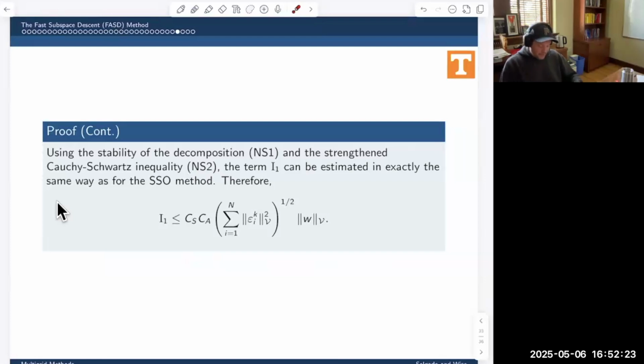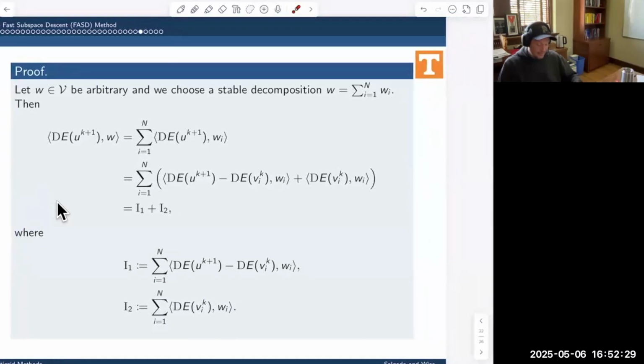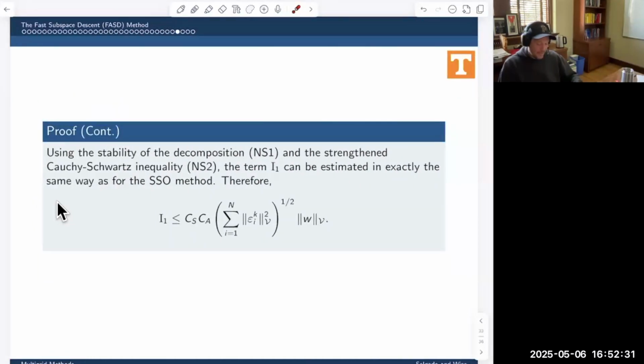Okay, so the first term, you proceed exactly like you do in the proof of the SSO method. You're going to use the strengthened Cauchy-Schwarz and the stable decomposition, and you precisely get this. So I'm not going to repeat that. That's exactly like SSO. I'm only going to do what's new here.